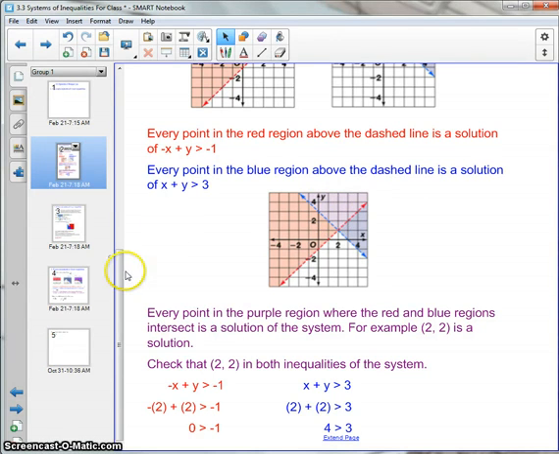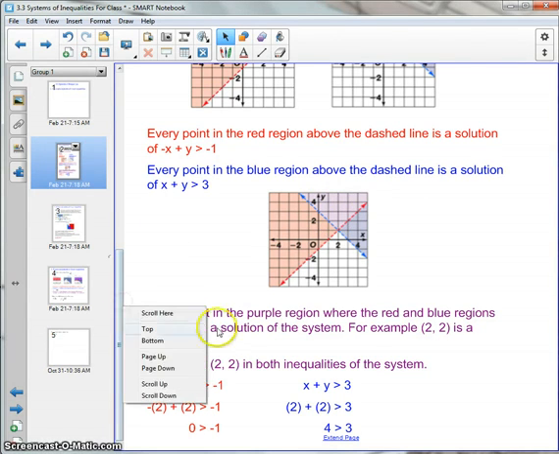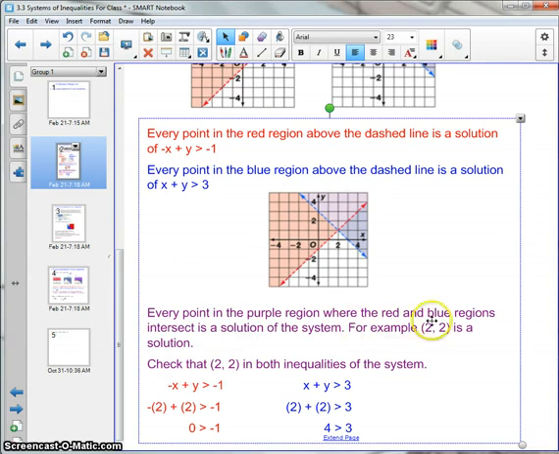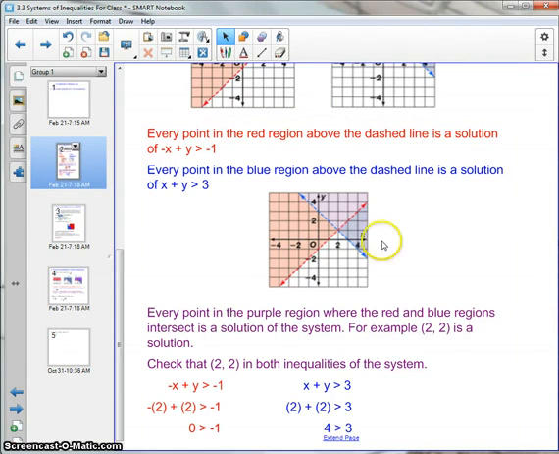So let's look at an example. It says every point in the purple region where the red and blue regions intersect is a solution to the system. For example, (2, 2) is a solution, which is right here. It looks like that intersection point. Oh, no, I mean right up here. It's above our intersection point.